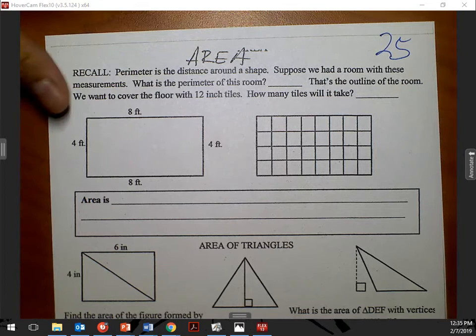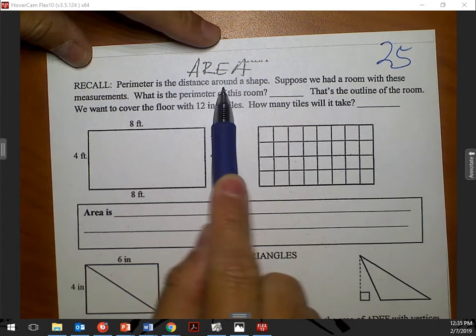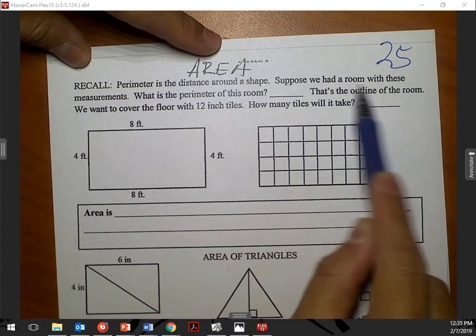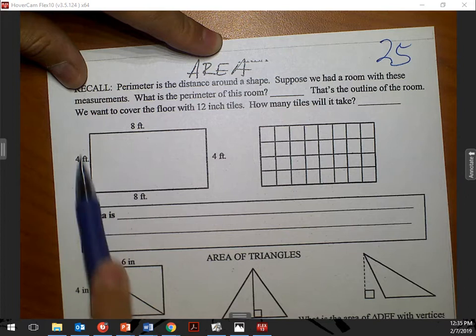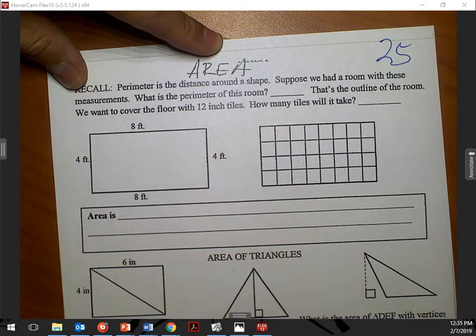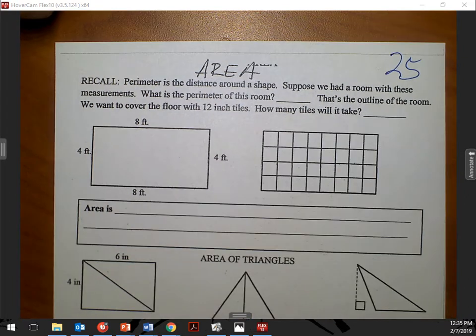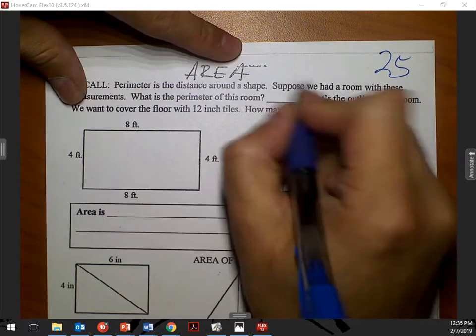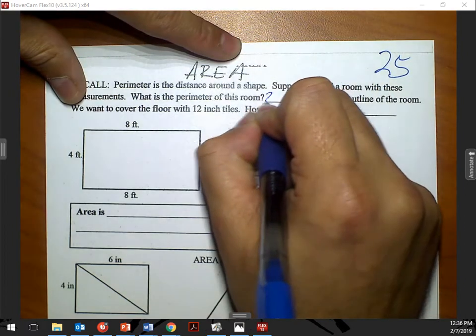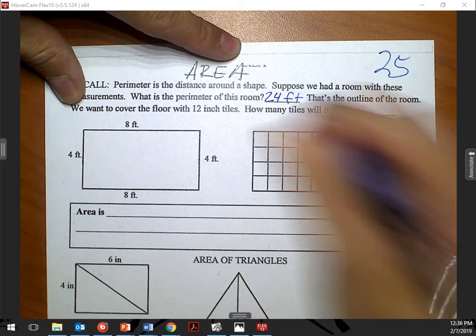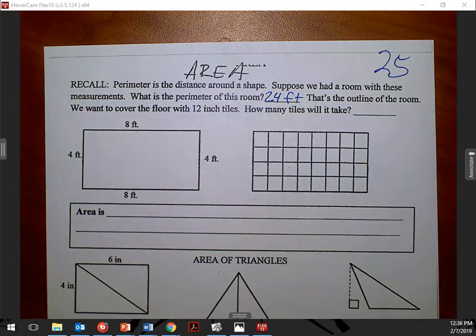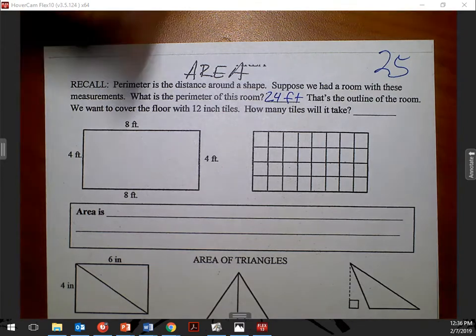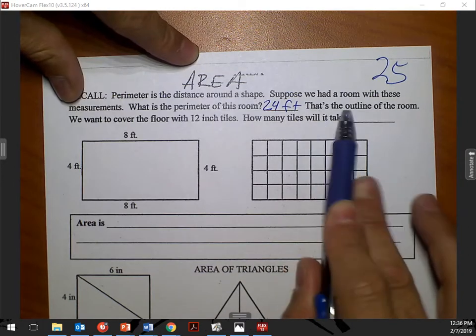Okay, so area. So perimeter is the distance around the shape. Suppose we had a room with these measurements. What is the perimeter of this room? 24. So it'd be 24 units, right? What are my units? Feet. 24 feet, right? Area is square, but it asked for perimeter, didn't it? That's the outline of the room.